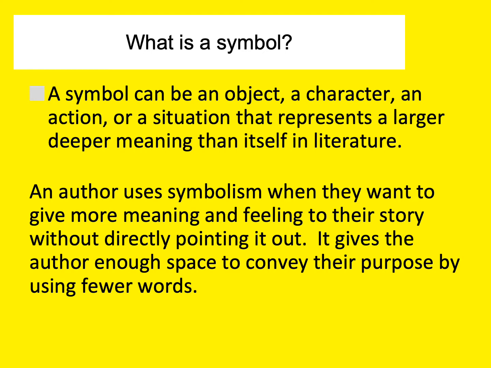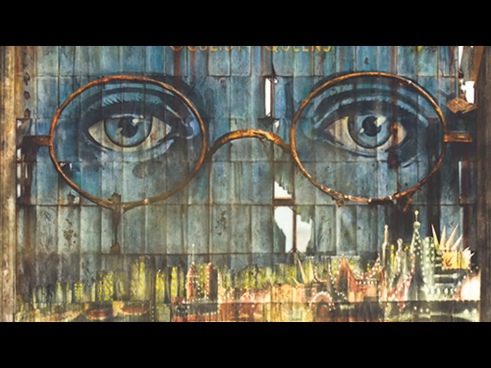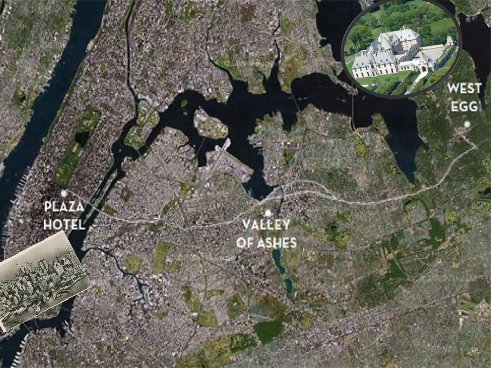Okay, now I want to tell you a little story about the history of Queens. If we go back to 1920, and if you look at the top right of the picture, you see West Egg, where Gatsby's mansion is. And that mansion up there in the circle is actually the real mansion that F. Scott Fitzgerald saw and started fantasizing that Gatsby lived there and writing the book. If you look all the way to the far left, you'll see New York City, Manhattan, the Plaza Hotel over there. And in the middle, there's an area called the Valley of Ashes.